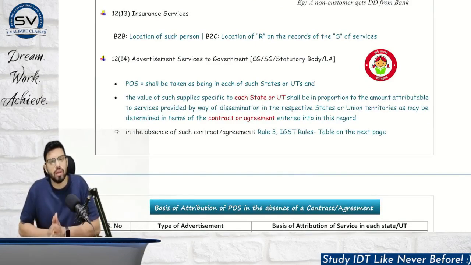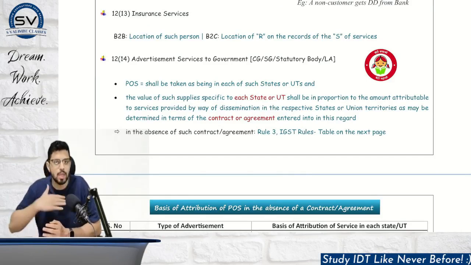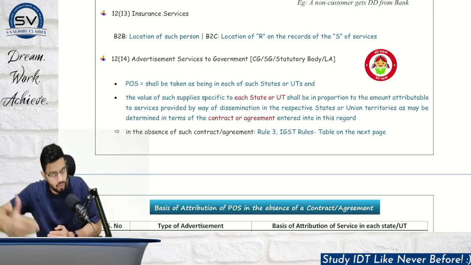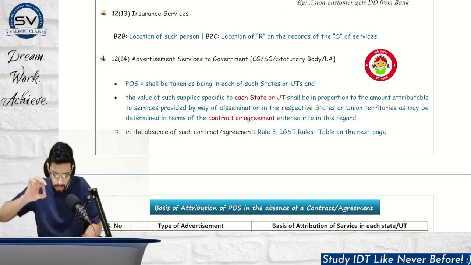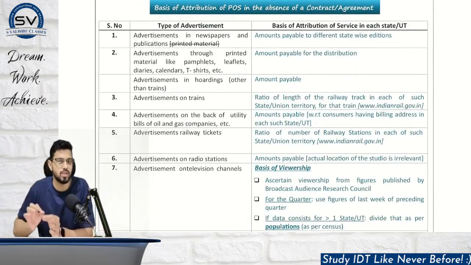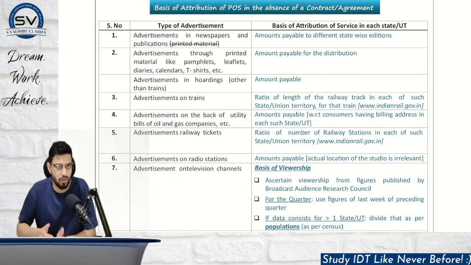Okay. Here we are talking about the place of supply when the supplier is providing advertisement services to government. Here we are having a lot of cases. I have made one simple, easy to understand table. This table will contain the basis of bifurcation, because generally the government is not going to advertise in one state.